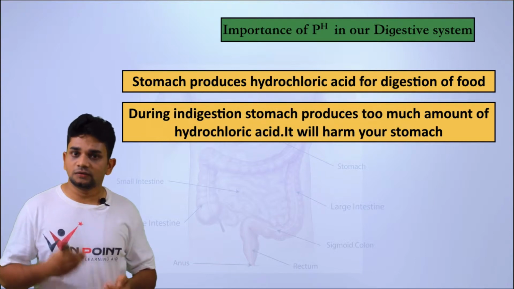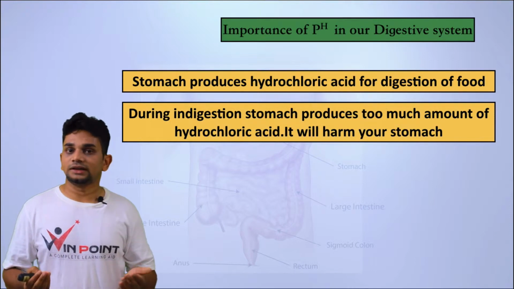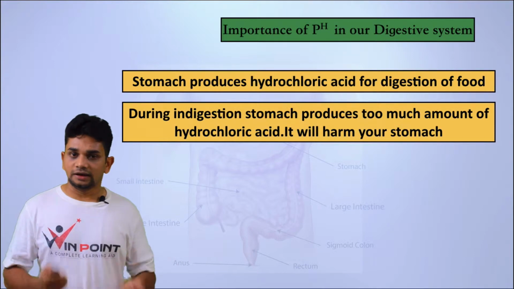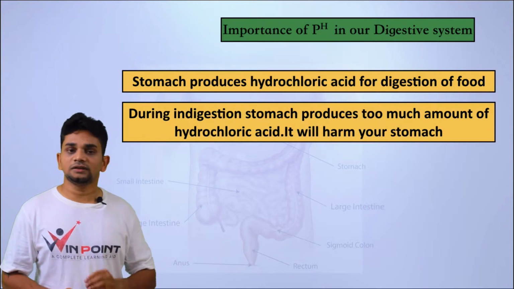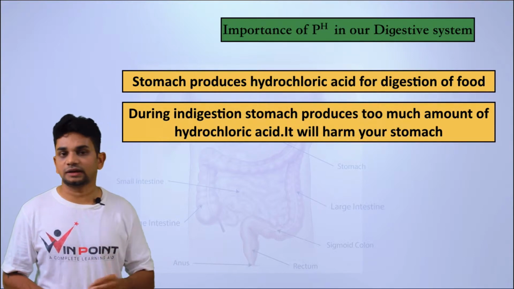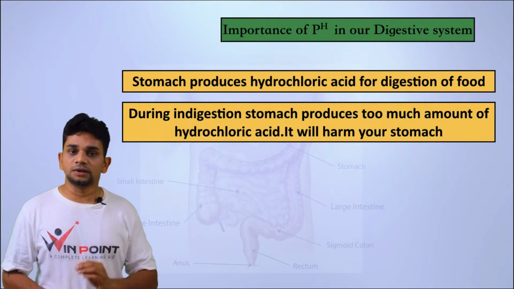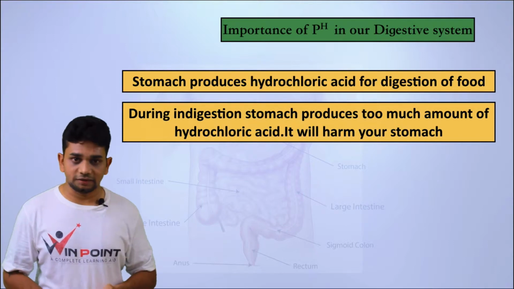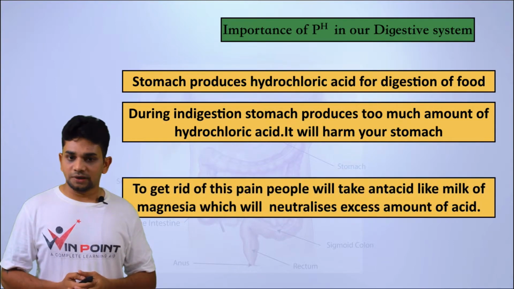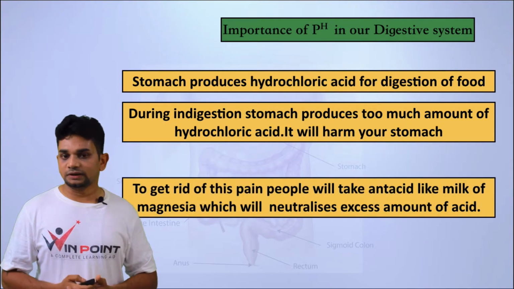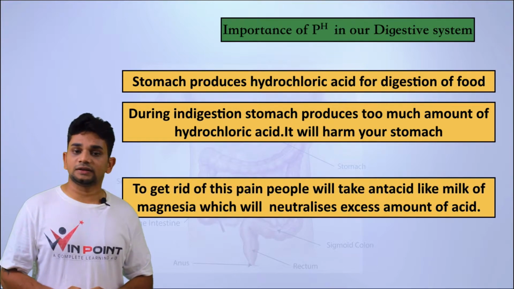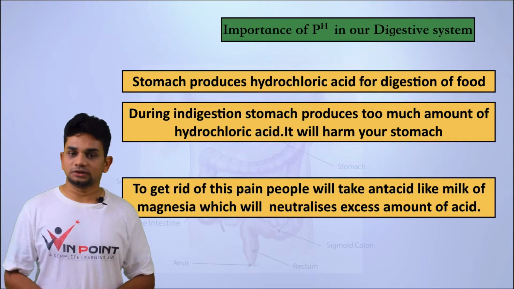In our stomach, if the acidity is more, we can take a base. To get rid of this pain, we are taking antacids. Antacid means it is an anti-acid base. This base will neutralize the excess acid. Normally we are taking milk of magnesia. To get rid of this pain, people will take an antacid like milk of magnesia, which will neutralize the excess amount of acid. So neutralization is also of large importance in our life.